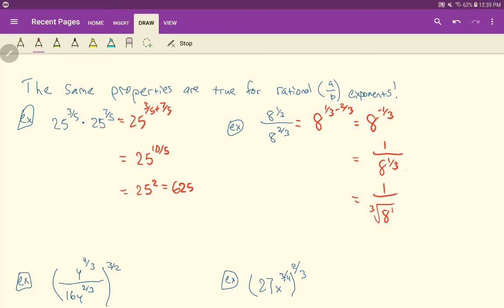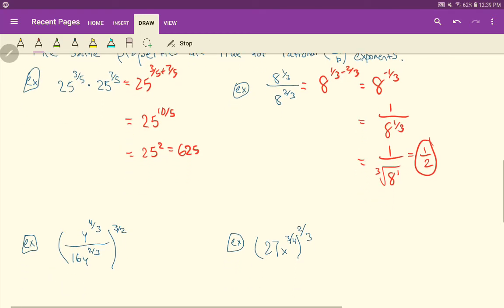Okay, and so what's the cube root of 8 to the 1? Well, 8 to the 1 is just 8. And so then the cube root of 8 is 2. So this is really just 1/2 when we simplify there. Again, you can type that in your calculator if you want to. Okay, I'll just show you that briefly here.